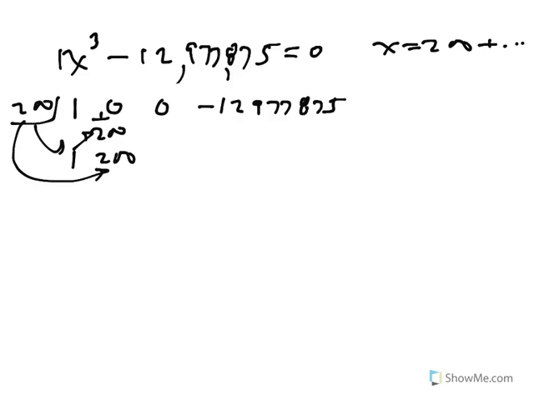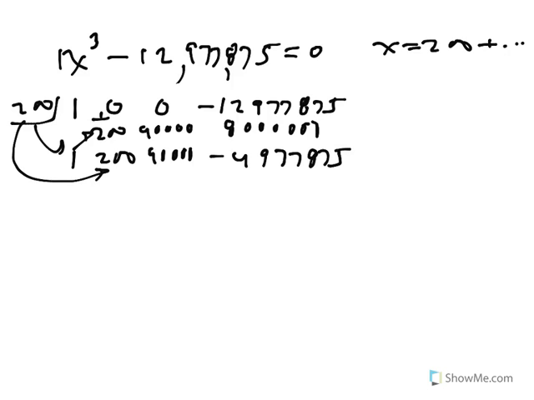Again, 200 times 200 is 40,000. And then you add 0 plus 40,000 to get 40,000. And then 200 times 40,000 is 8 million. And you add these together, and you have negative 4,977,875. Let me circle this number.